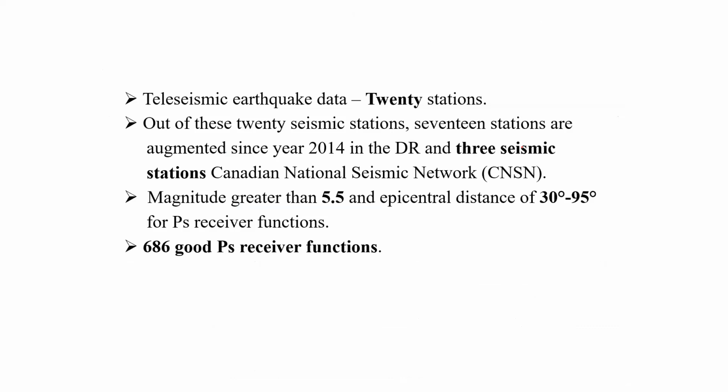So he used data from 20 stations, and out of these 20 stations, 17 stations were augmented since the year 2014 in the DR, and 3 seismic stations are a part of the Canadian National Seismic Network. He used events of magnitude greater than 5.5, coming from an epicentral distance of 30 degrees to 95 degrees, and he computed around 686 P-to-S receiver functions that were of good quality.